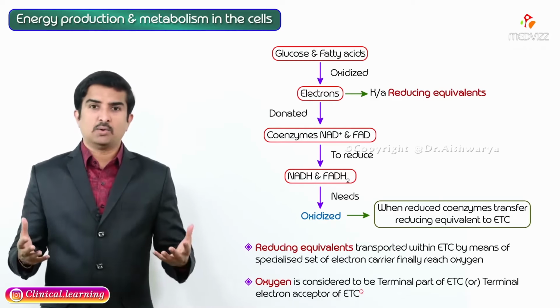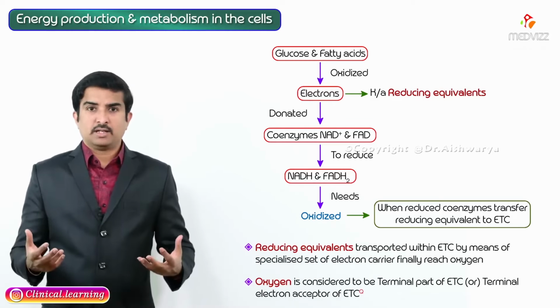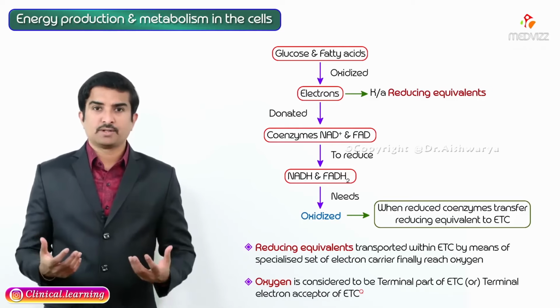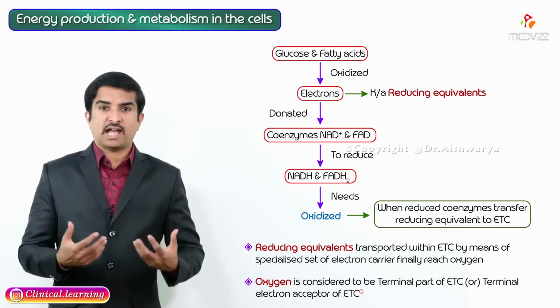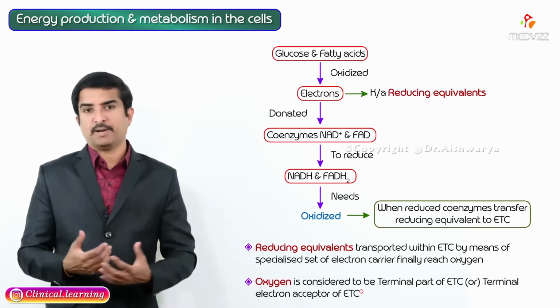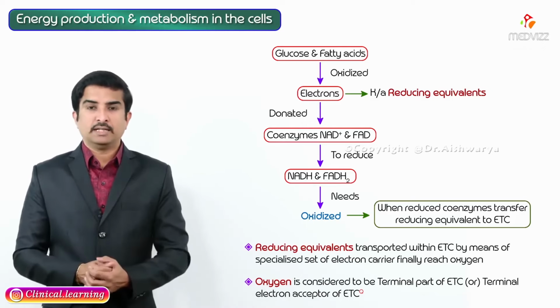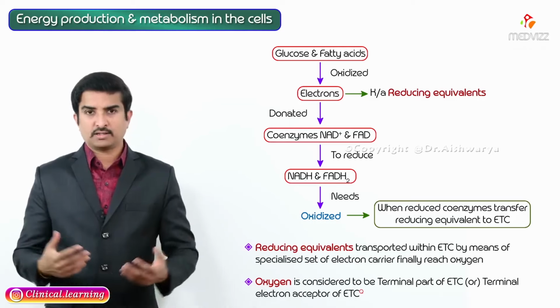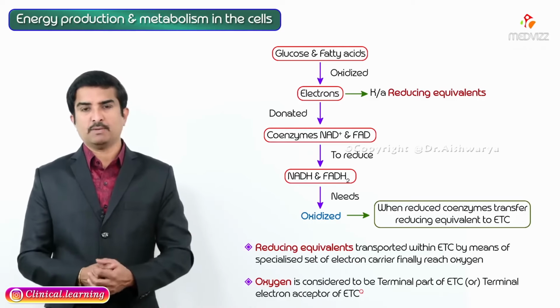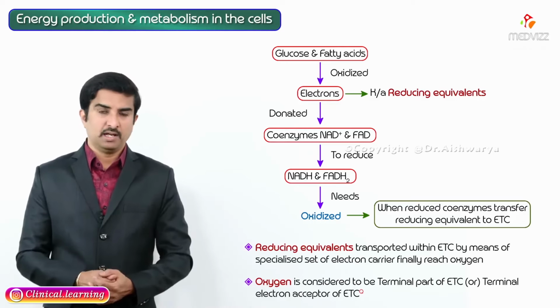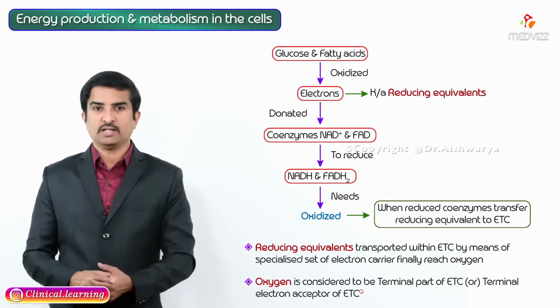So this is how, in the metabolic processes, the reducing equivalents are produced, and NADH as well as FADH2, produced in the mitochondrial matrix, are used by the electron transport chain for the synthesis of an important energy molecule called ATP, which is also known as adenosine triphosphate.